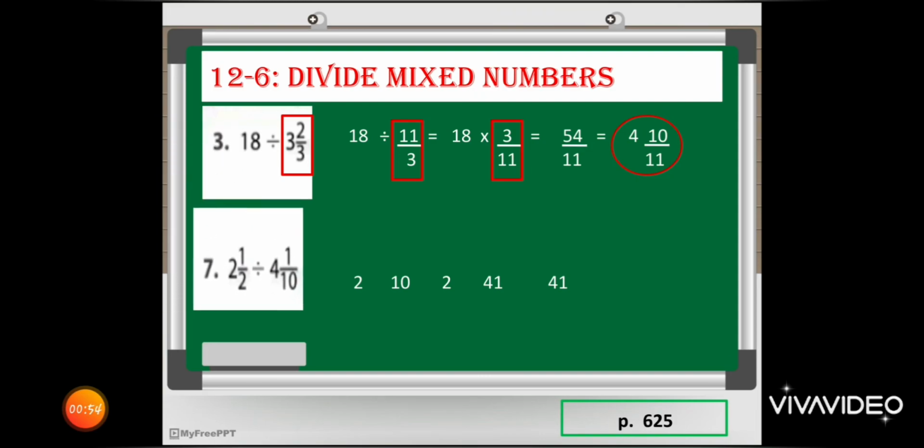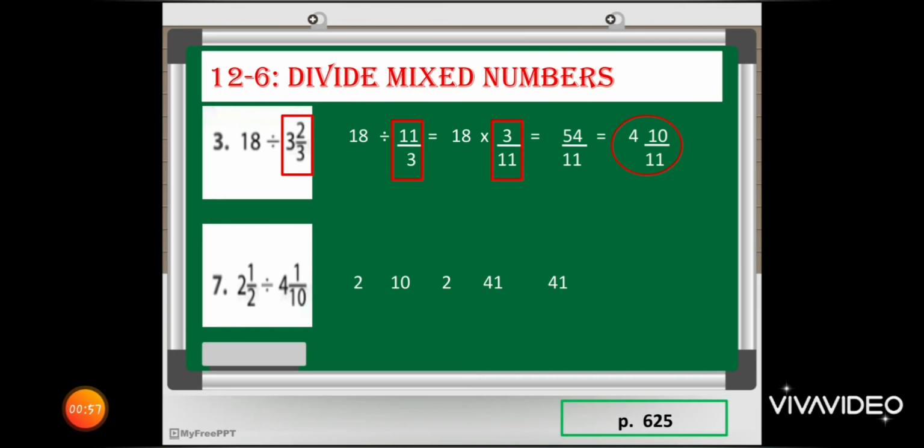How about number 7? Number 7 is another condition. We are going to divide both mixed numbers. So we are going to focus on the two mixed numbers and change them first into improper fractions. The first number will be changed into 5 over 2, while the other one will be changed into 41 over 10. Take a look at our division equation. Both are in improper fractions.